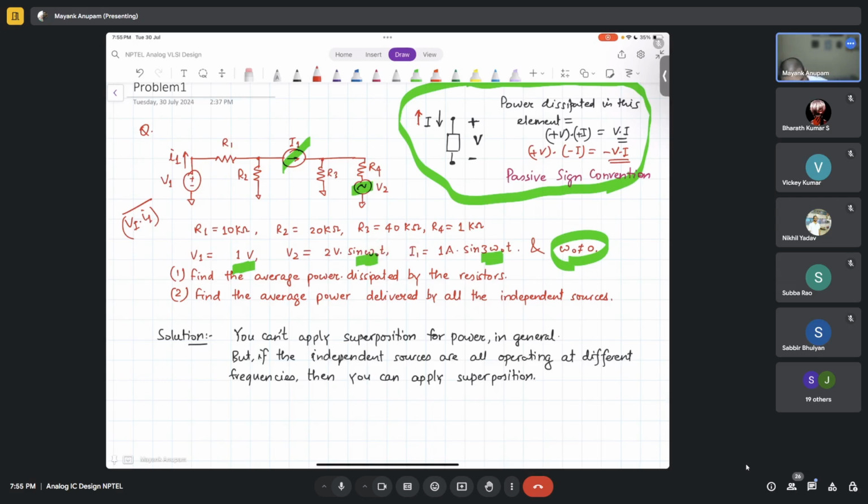But that particular thing, negative means delivered, positive means dissipated, holds only when you follow the passive sign convention. If you do not follow passive sign convention, then you cannot say that. If you have your own arbitrary convention of assigning signs, then you cannot say that positive means dissipated, negative means delivered.